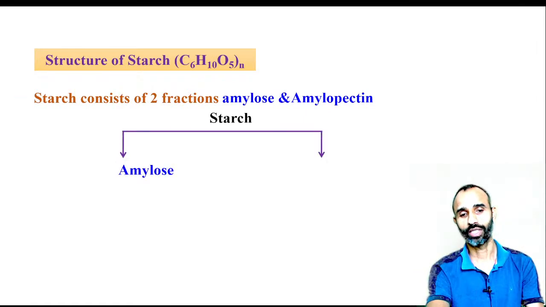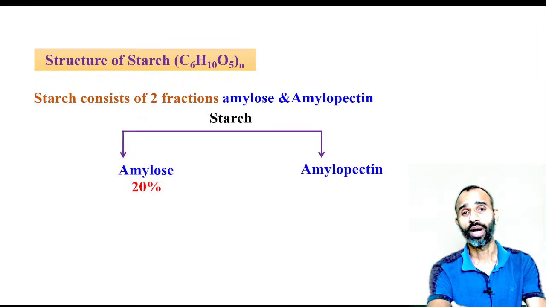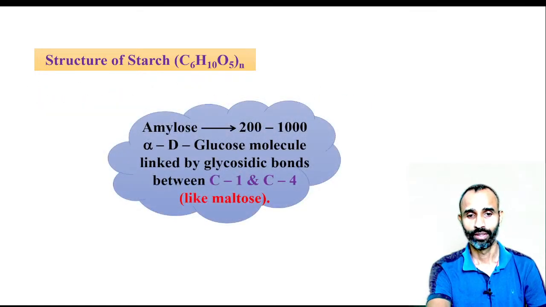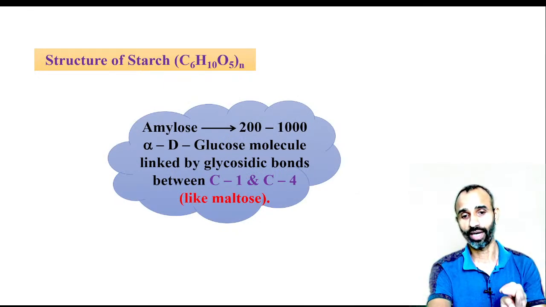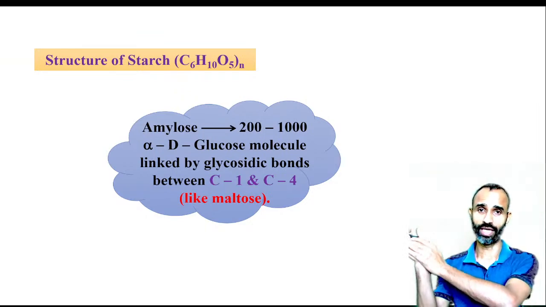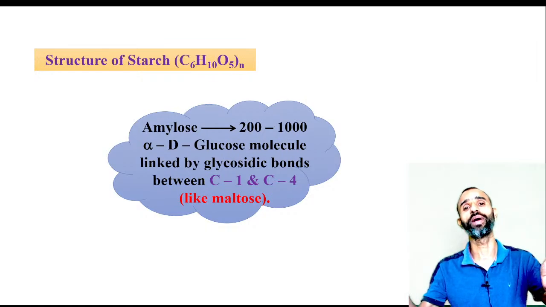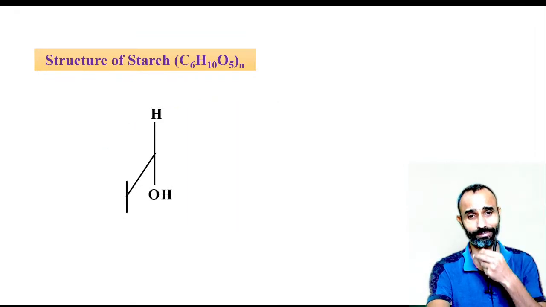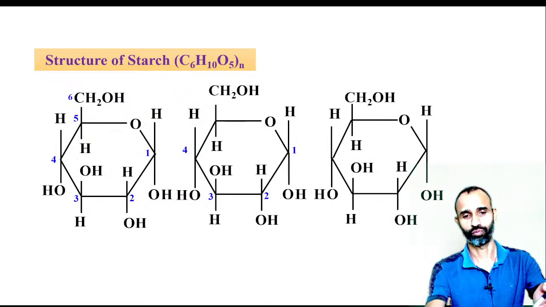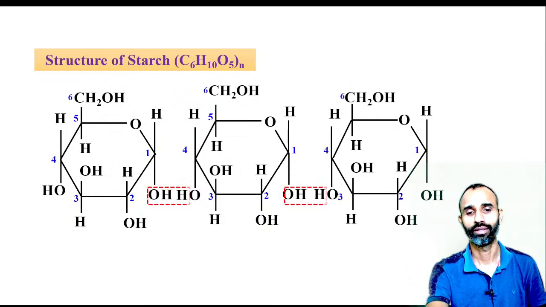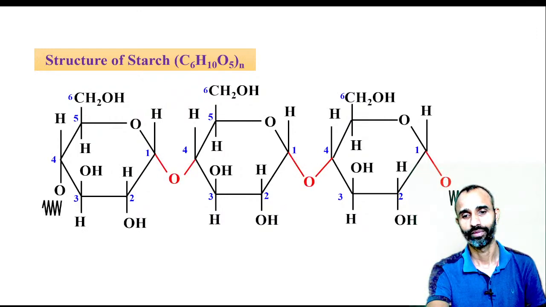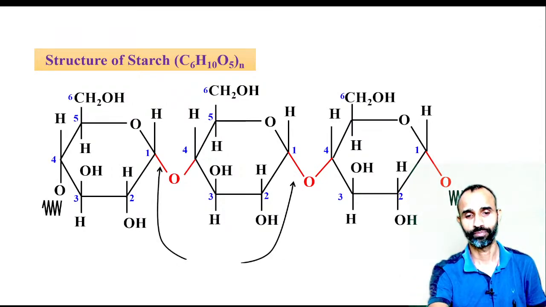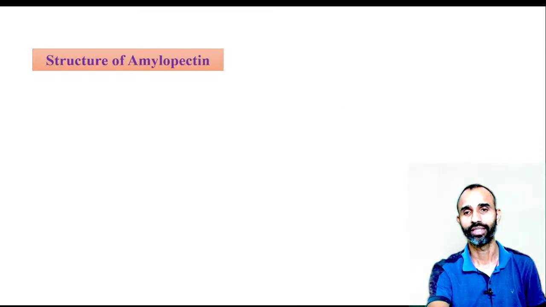Amylose is only 20%, which is the water soluble component, and amylopectin is 80%. Amylose contains 200 to 1000 alpha D glucose units, with C1 C4 glycosidic linkage, just like maltose. It is an extension of maltose, a linear chain of alpha D glucose. Write those units side by side and just remove water. This way there is a glycosidic linkage, and so on. They are called alpha glycosidic linkages.